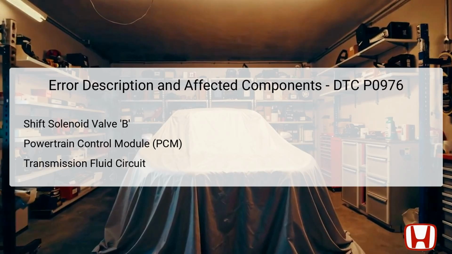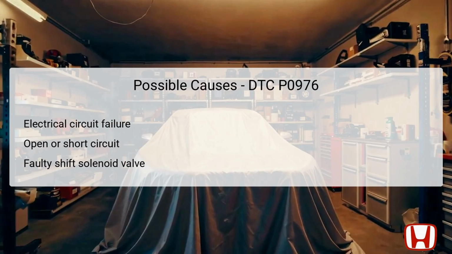Several possible causes for the DTC P0976 include an electrical circuit failure that could stem from damaged wiring or connections, an open circuit where electrical continuity is interrupted, or a short circuit which leads to unintended grounding. Each of these scenarios can result in the PCM interpreting a low voltage condition at the shift solenoid valve B. Additionally, a faulty shift solenoid itself can contribute to the issue if it fails to operate as intended.